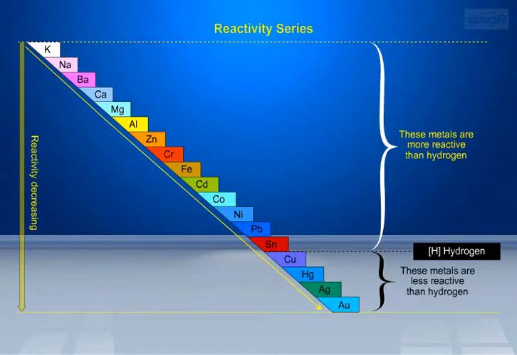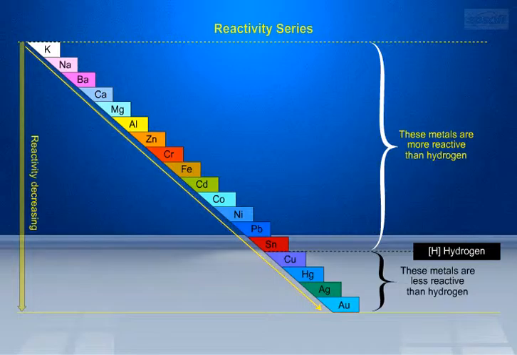The metals above hydrogen in reactivity series are more reactive than hydrogen. The metals below hydrogen in reactivity series are less reactive than hydrogen. Reactivity of metals decreases from top to bottom in reactivity series.